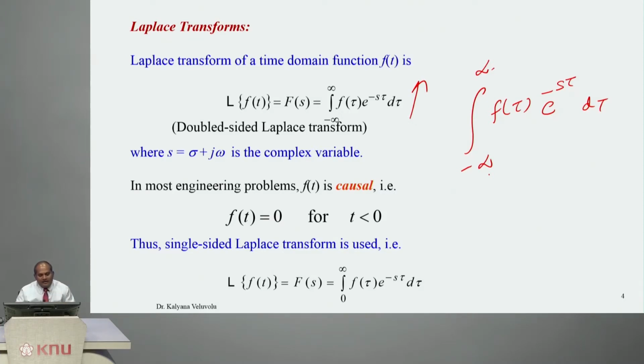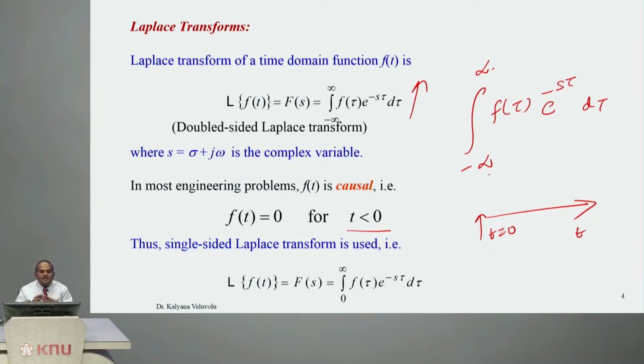Most engineering problems look at t greater than 0, because when we start any analysis we assume t is equal to 0 and look in the time domain. We don't go into the past, so we don't worry about the past. Engineering systems cannot go into the past, so for real systems the analysis is only focused from 0 to infinity.